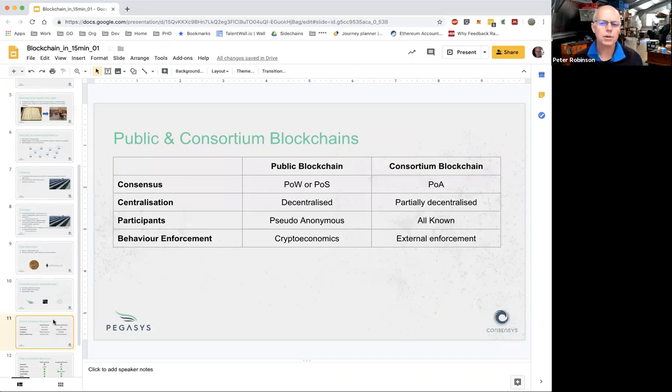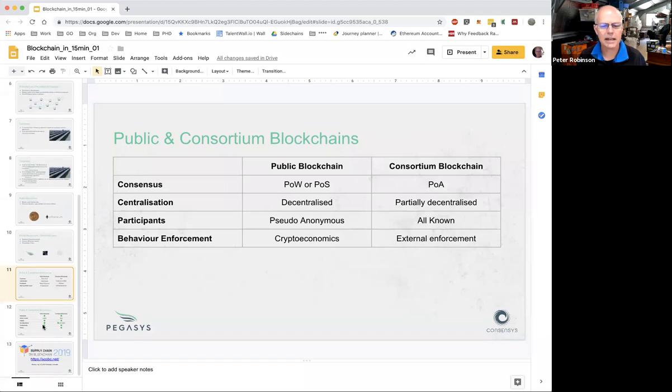In a consortium blockchain, you rely on external enforcement. Essentially, if someone starts doing something nefarious, you rely on the fact that you can go to court and have some enforcement against the company that's doing something bad.